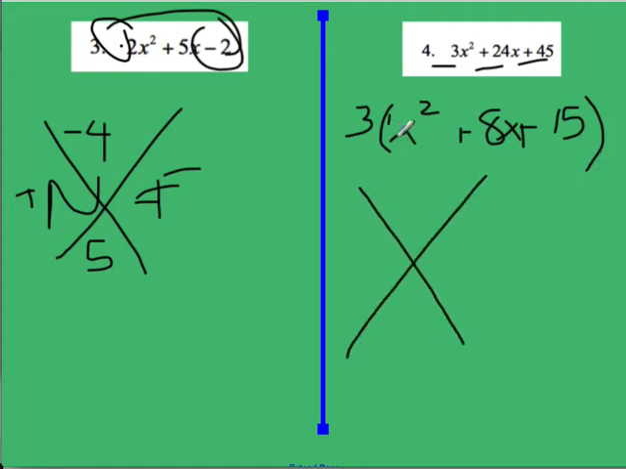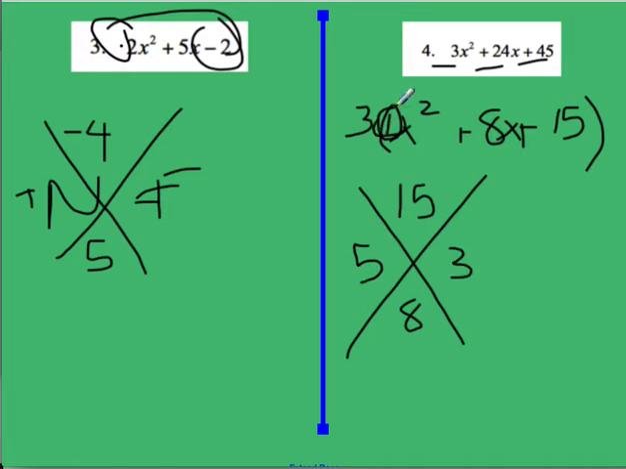So what you'll notice is now that I've taken the GCF out, I have a coefficient of 1 in front of the square term, which means that I can use the easy method of factoring. So I have 1 times 15, which is 15, and then we're adding to 8. So what multiplies to 15 and adds to 8? Well, that's going to be 5 and 3.